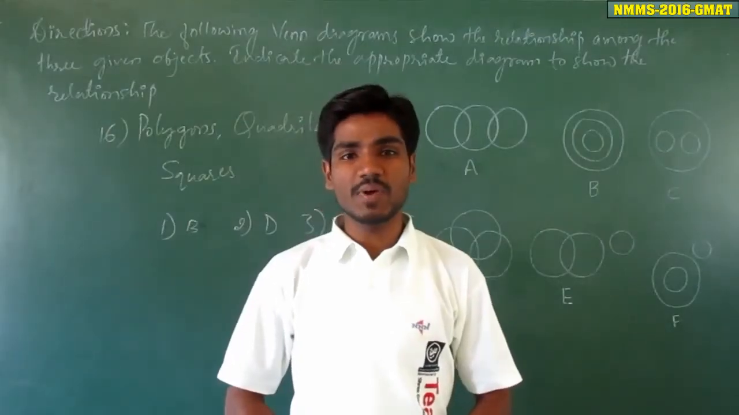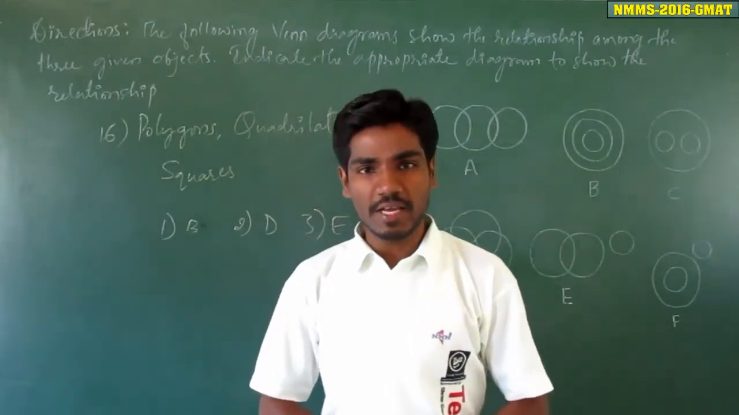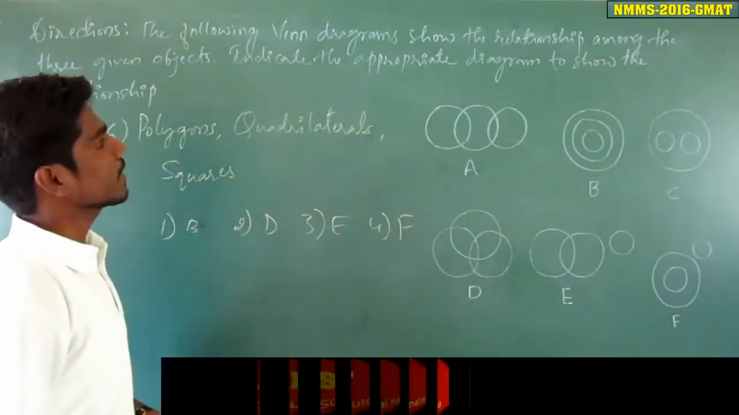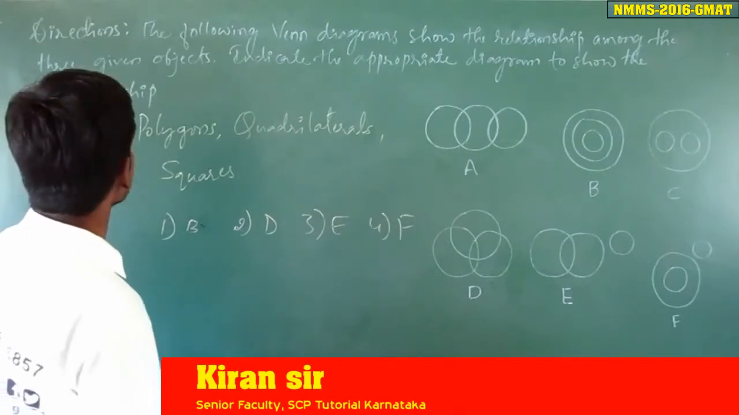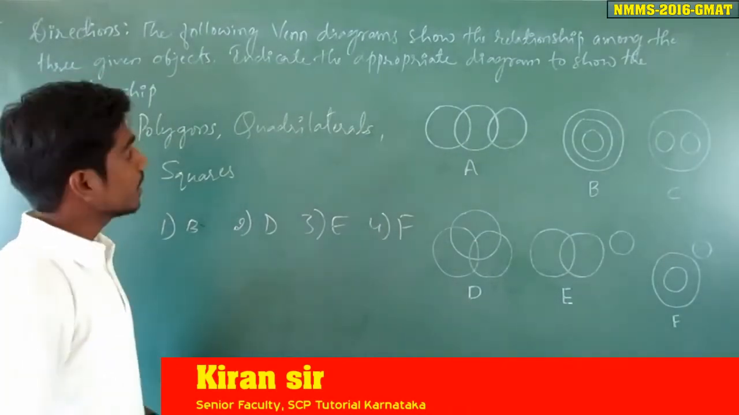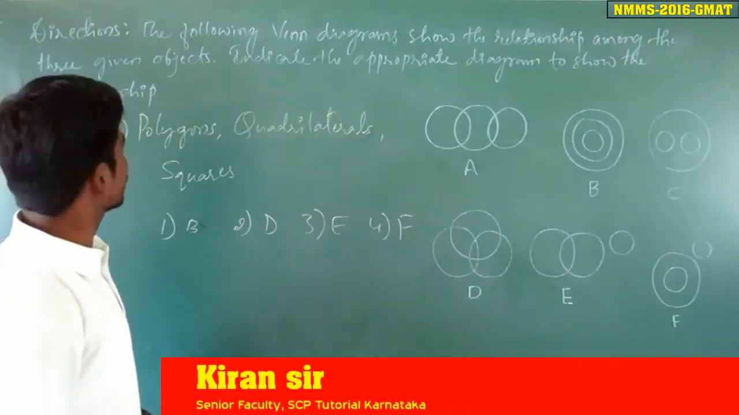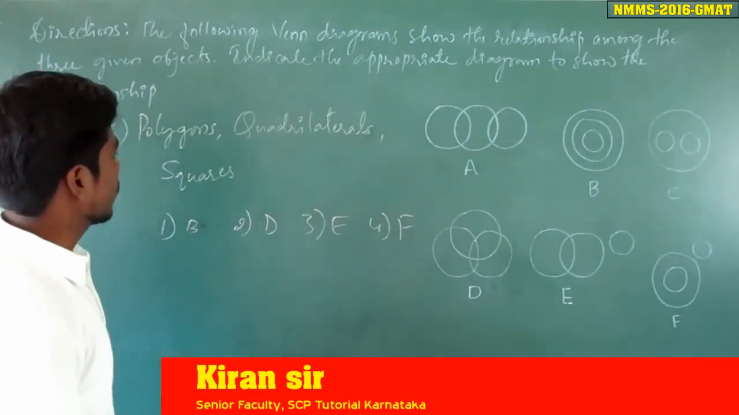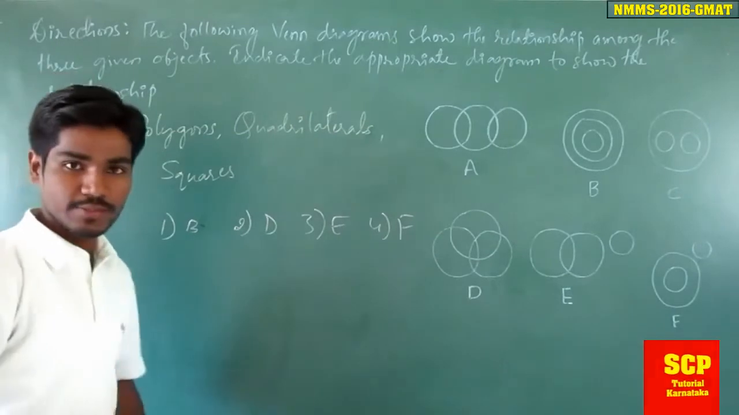Well friends, here's the next problem. Before going to the problem, let us see the given direction. The given direction is, the following Venn diagrams show the relationship among the three given objects. Indicate the appropriate diagram to show the relationship. The given question is polygons, quadrilaterals, squares.